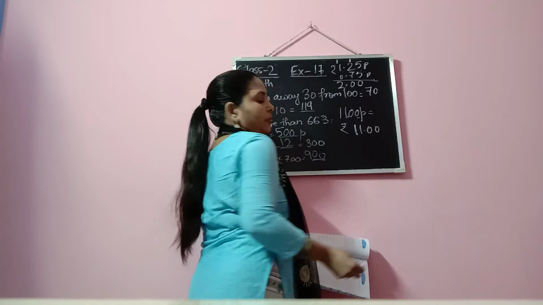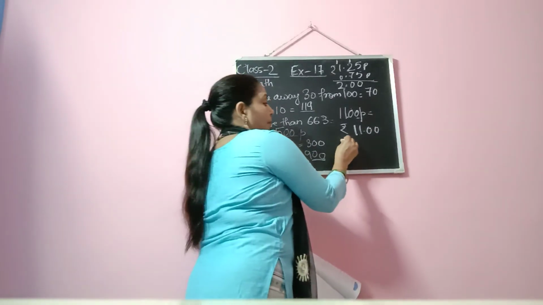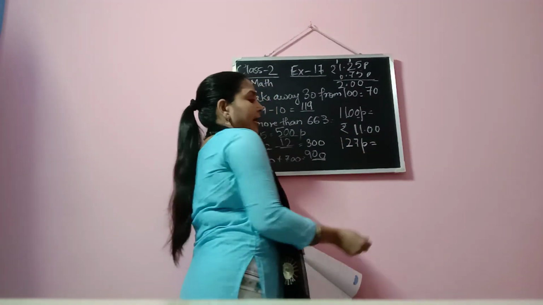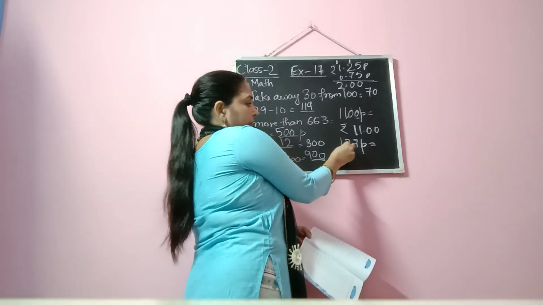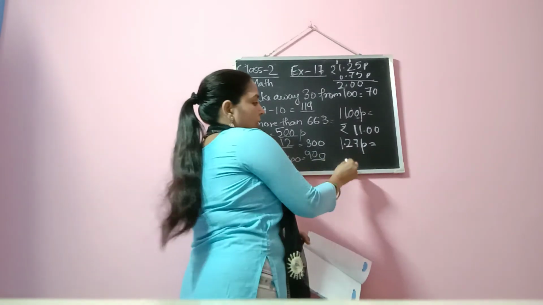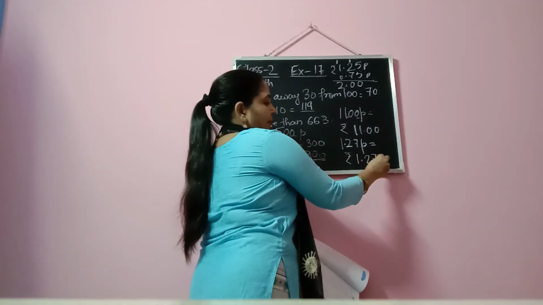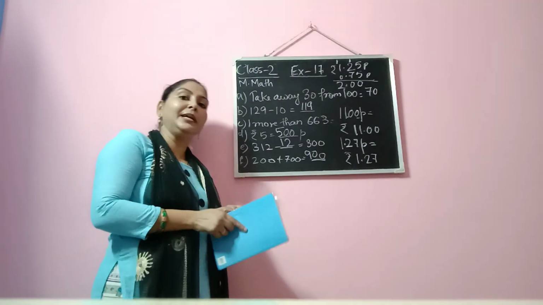Like this we will do. Another one, 127 paise. Again we will count from the right side 1, 2 and then we will put a point here. So the answer is rupees 1 and 27 paise. Okay, in this way you will complete exercise number 19.